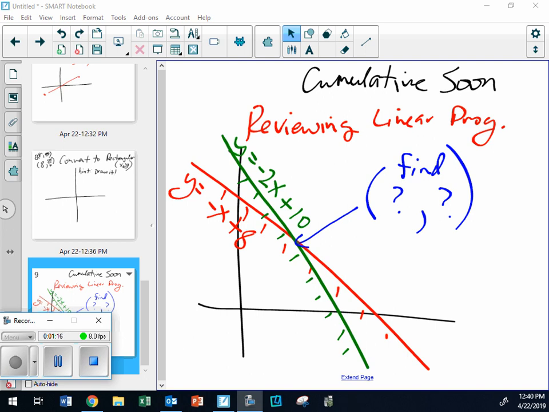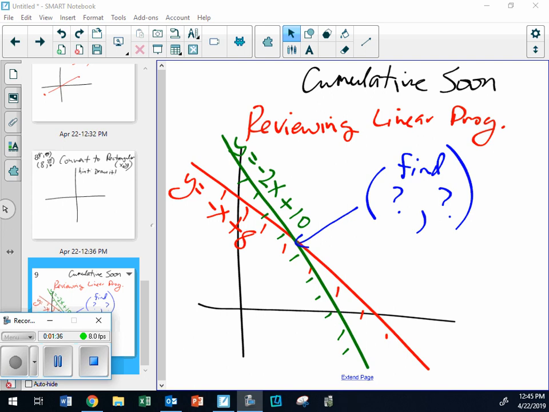Try this once with algebra, the green one and the red one intersecting, and the other time try it with a calculator to see if you know the way. Since they're both solved for y, it's pretty easy with a calculator. All right? If you need to borrow a calculator, now would be a good time to come up and do that. I'm going to pause while you work on this one.